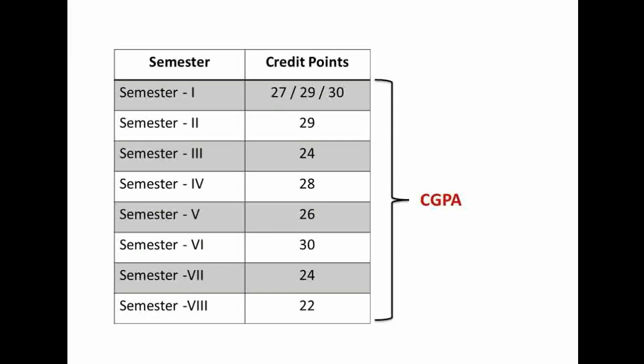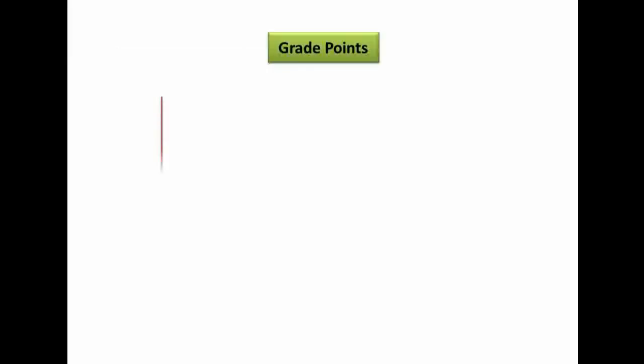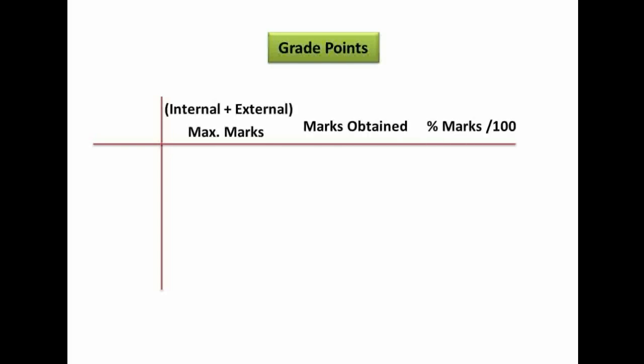Now we will discuss grade points. As you know, the internal marks and external marks are added to calculate the total marks of each theory and practical subject. Here we will discuss with an example. If the maximum marks of a theory subject are 100 and you got 70 marks out of 100, then it will be considered as 70% marks out of 100.